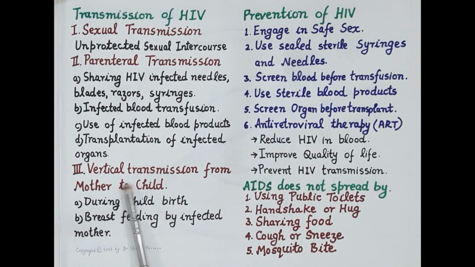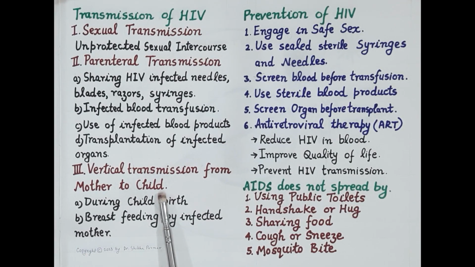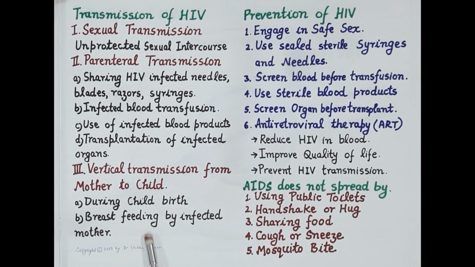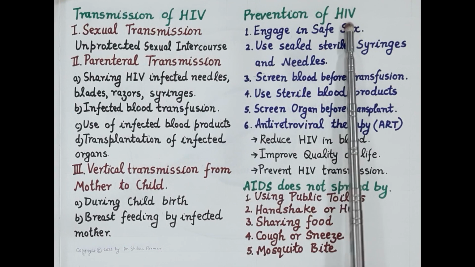Now HIV is also transmitted vertically from mother to child during childbirth, and also due to breastfeeding of the child by the infected mother. So now, having understood these modes of transmission of HIV, let's understand prevention of HIV.